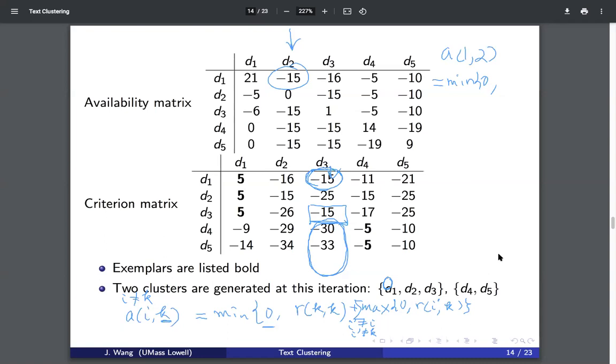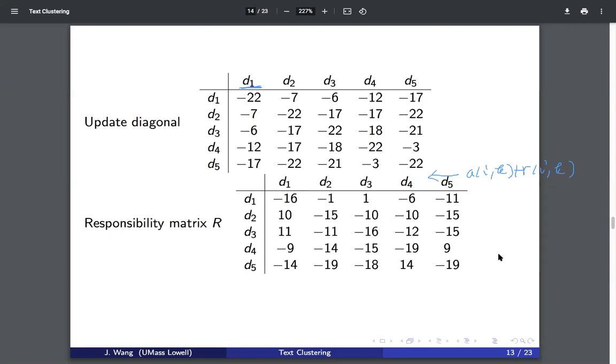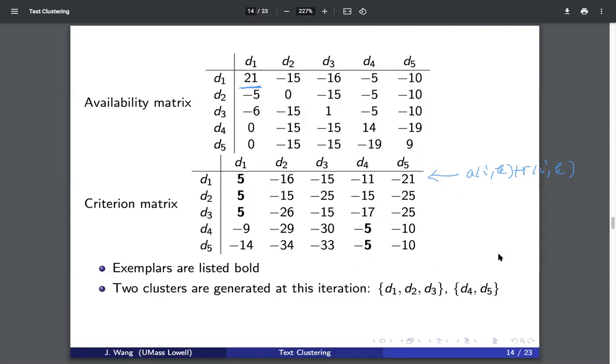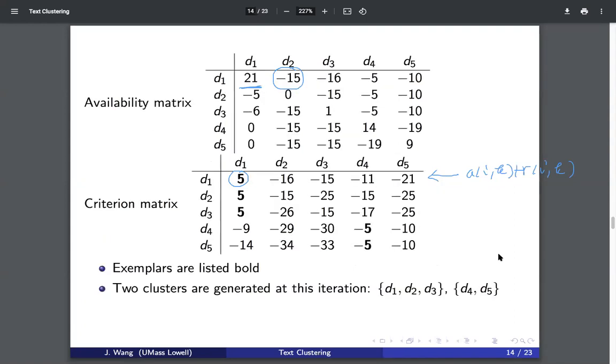And then for each row, after you finish computing this, for each value you apply this criterion, which is a_ik plus r_ik. Here a is 21. Now let's look for the r. That's 16, so 21 minus 16, that's 5. And for this one, a is minus 15, r here is minus 1, so you add them up, it's minus 16. So then you just update this, so this is a criterion matrix.